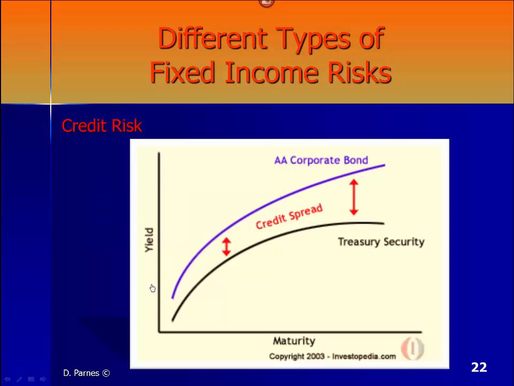Let's see some possible changes to credit spreads. Okay, if we put the yield to maturity on the vertical axis and the maturity of a bond on the horizontal axis, a credit spread is the gap between the treasury security, which usually has this kind of upward sloping concave yield curve, and the yield curve for any other kind of bond, let's say an AA corporate bond. The gap is measured for each and every maturity. This is called the credit spread.